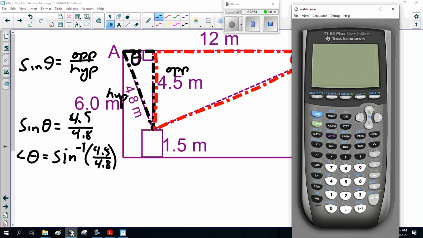So you grab Mr. Calculator. You double check to make certain it's in degree mode. And it is. Inverse sine 4.5 divided by 4.8 is 69.6 degrees.